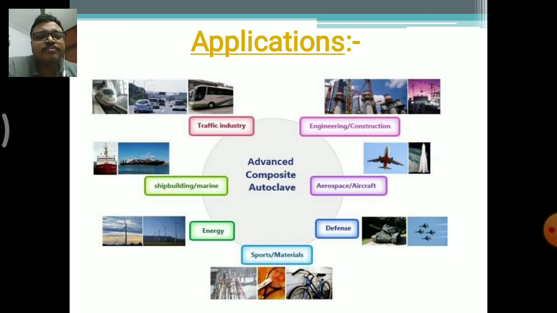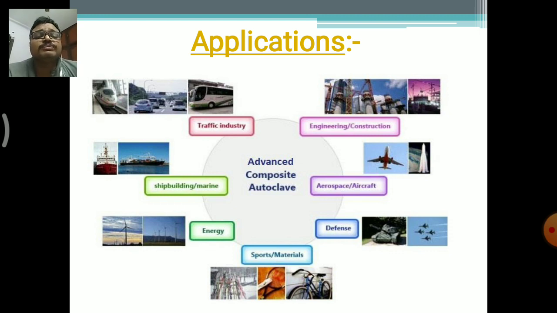Next is the shipbuilding or marine industry. These FGMs are used in shipbuilding for lightweight purposes only. The interior design of ships is done with these FGMs only. Next is the transfer of energy, that is wind power and tidal power. The manufacturing of tidal wings and the building support is done with FGMs only.